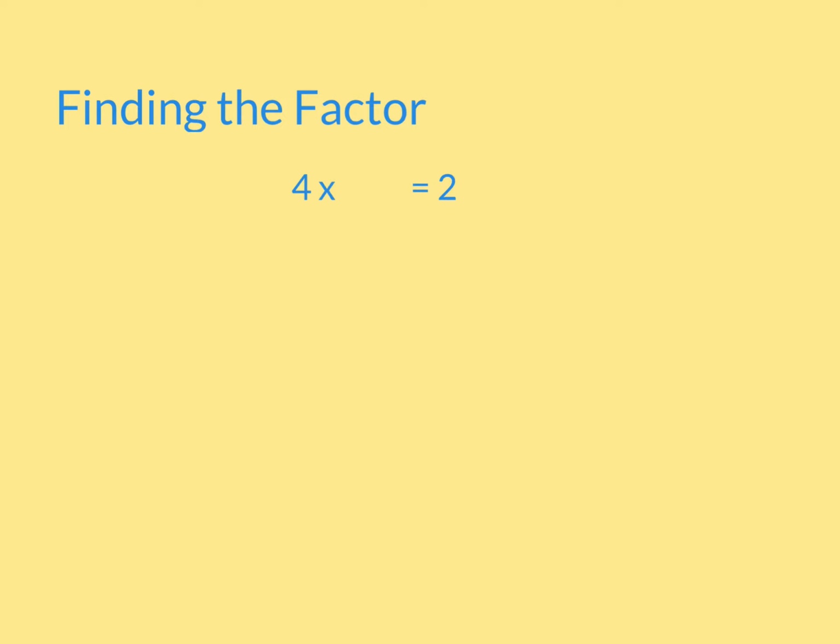All right, I'm going to try to explain finding the factor in a different way than what I've done so far. 4 times what equals 2? This multiplication symbol, you can sometimes think of as groups of. 4 groups of what equals 2? Or what plus what plus what plus what equals 2?